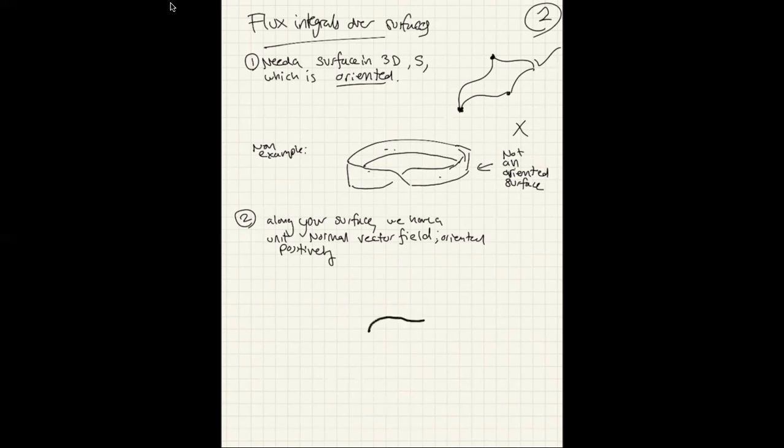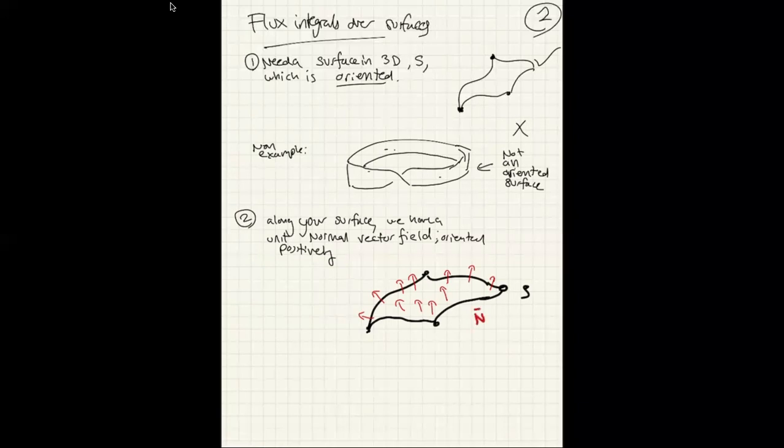So if this is my nice flag-like piece of cloth in the wind, then a unit normal vector field, so okay, this is S, a unit normal vector field might be something that points out like this at every spot. Okay, so it's orthogonal or perpendicular to the surface at every single point, and it is of unit length everywhere, so that would be my N.